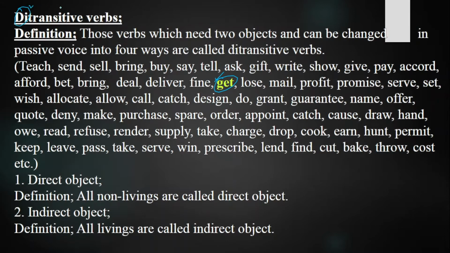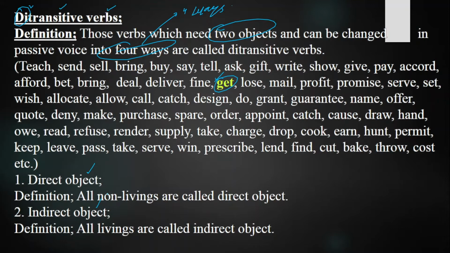Di means two, and transitive means it can be changed into passive voice and the verb shows an action. So those verbs which need two objects and can be changed into passive voice in four ways are called the ditransitive verbs. They need two objects, one direct object and one indirect object.